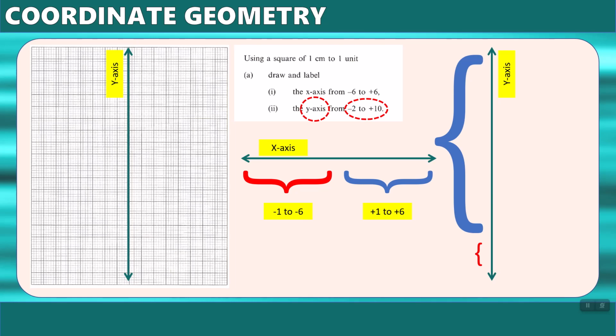So where do we draw the x-axis? We draw it here. So we have a few numbers in the negative region and a lot of numbers in the positive region on the y-axis.